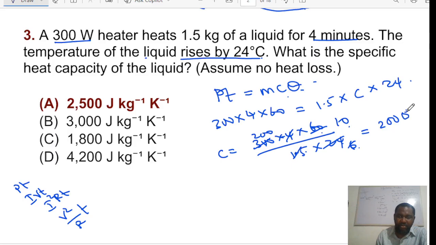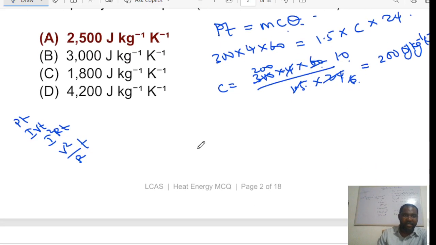So the answer is supposed to be 2000 joules per kilogram per Kelvin. We don't have any 2000 here, so that should be a mistake from the question. So please kindly note that. I can't see any error we made here. I hope that is clear.